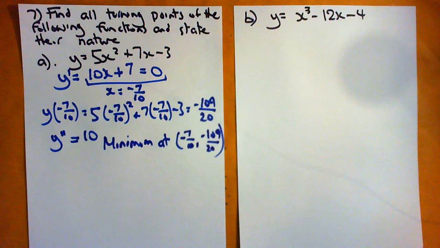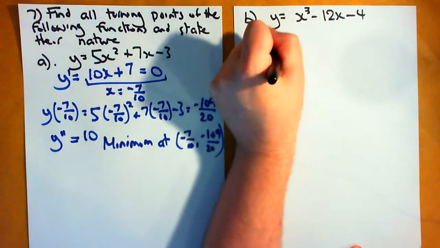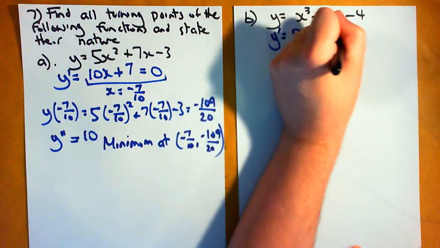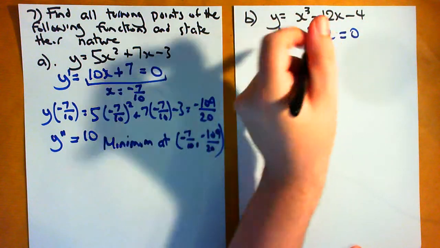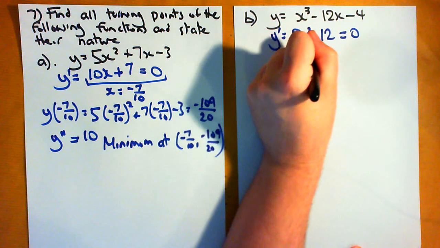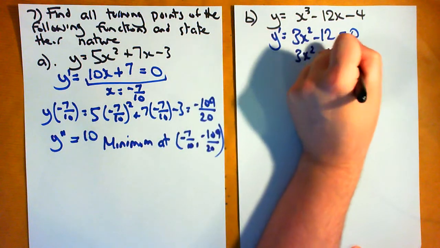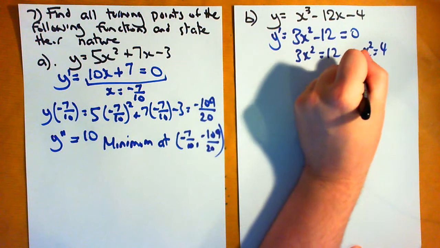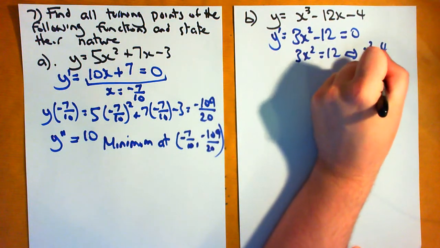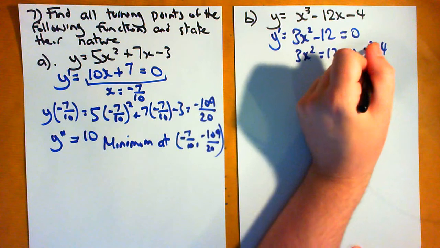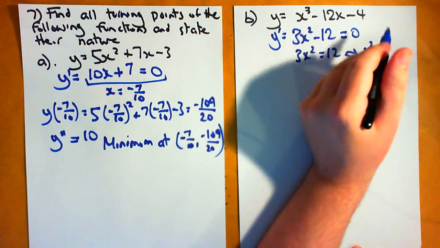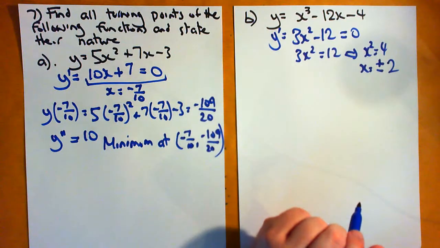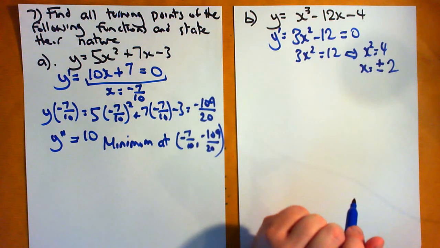Okay, part B, same steps, differentiate. So if we differentiate this function, we get 3x squared minus 12. Make that equal to 0 and solve. So 3x squared equals 12. Divide that through by 3, we get x squared is 4. So therefore x is going to be plus or minus, so two solutions. We need to take the square root. Square root of 4 is 2. So the two solutions are 2 and negative 2.